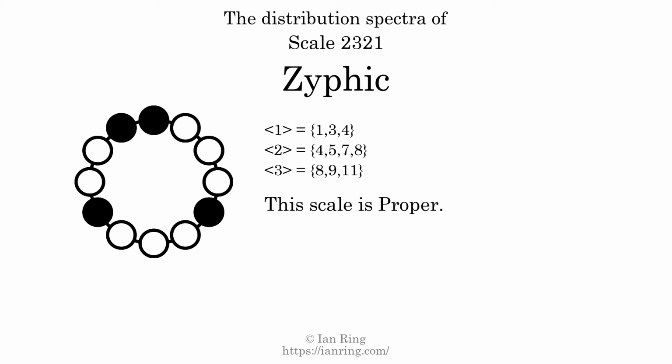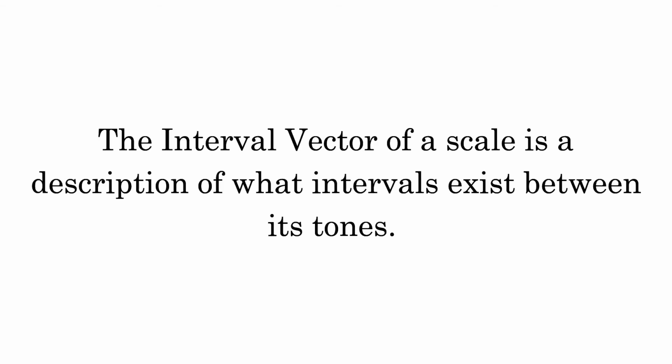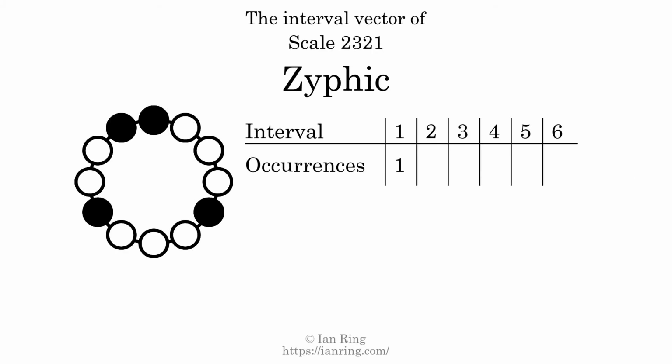But it is not strictly proper because some specific intervals appear in more than one spectrum. The interval vector of a scale is a description of what intervals exist between its tones. There is one interval with a size of 1 semitone. It is here. There are no intervals with a size of 2 semitones. There is one interval with a size of 3 semitones.